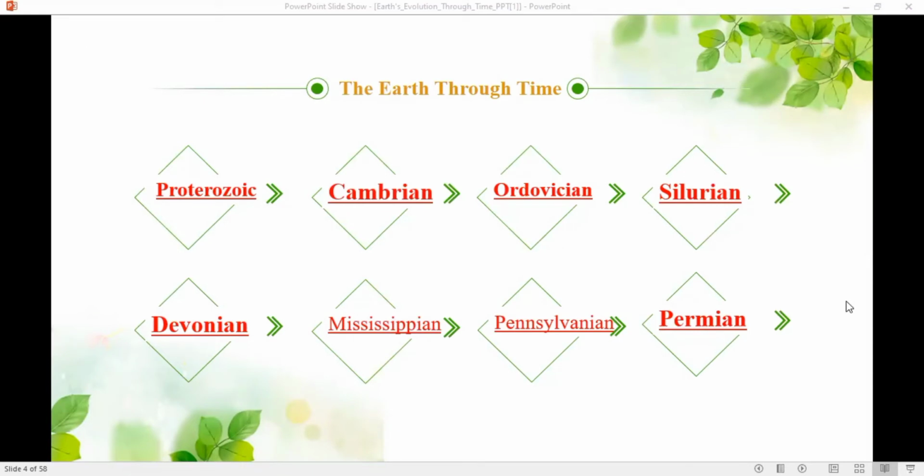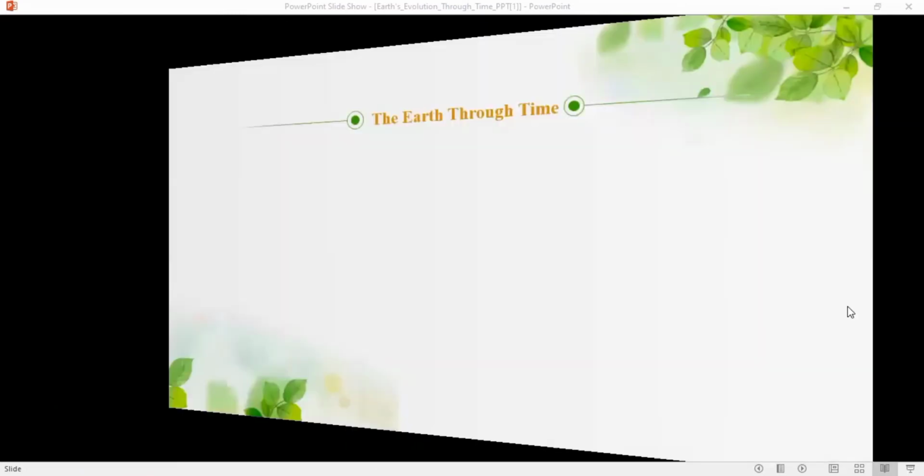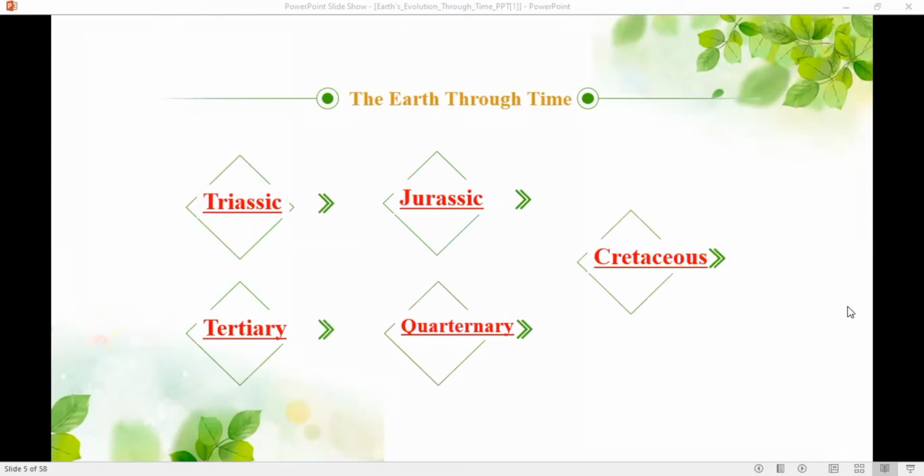However, we should always remember that the chunks of geologic time are not divided into an equal number of years. Instead, they are divided into blocks of time based on what the fossil record shows about the organisms on Earth. As you can see, the Proterozoic belongs to the eons, and the rest, such as the Cambrian, Ordovician, Silurian, Devonian, Mississippian, Pennsylvanian, the Permian, the Triassic, the Jurassic, the Cretaceous, Tertiary, and the Quaternary, are known as the periods.